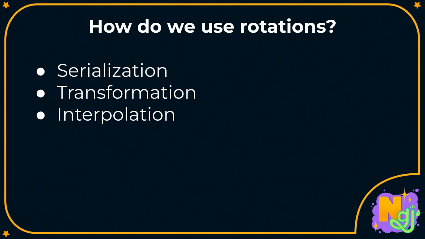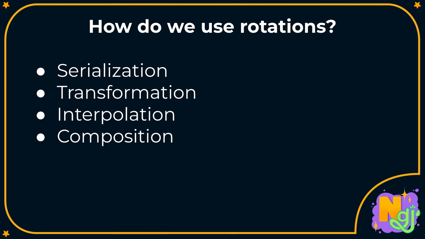So we use rotation to transform points from one coordinate space to another. In other words, rotating vectors, or rotating points. And then we also use rotations for interpolations. And interpolation is just a fancy word for blending. We're blending from one orientation to another. And usually we want that to be smooth, right?